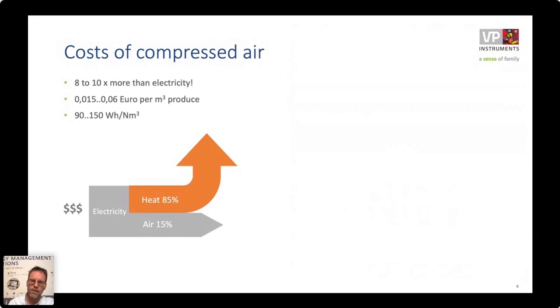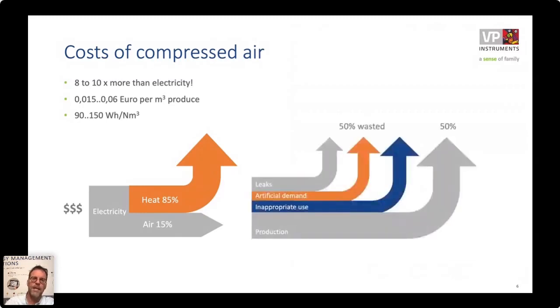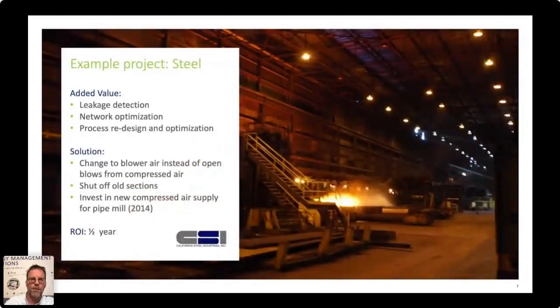And if you then go further down the road into the plant, you will find out that about 50% of that air is again wasted by leakage, by artificial demand, inappropriate use. And only half of it is basically used for production. So that's a huge loss of energy, and that's why you have to be very careful applying compressed air, and you have to take good care of your compressed air system. And here's an example of this.